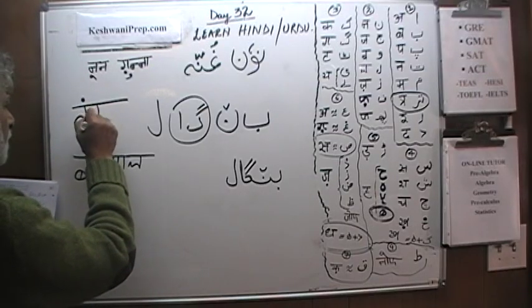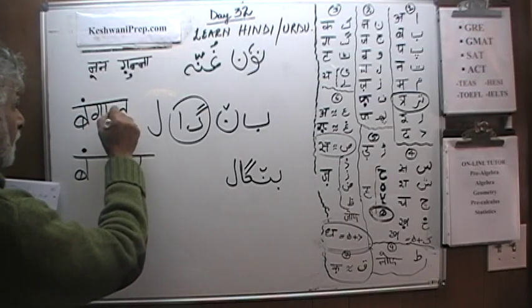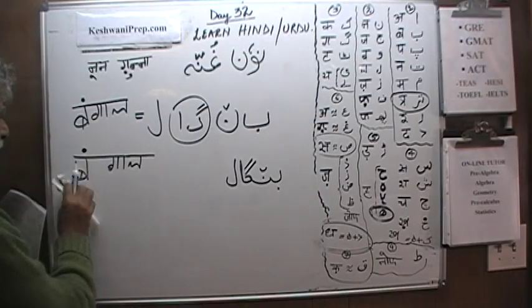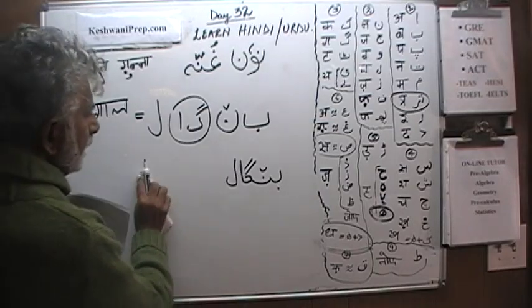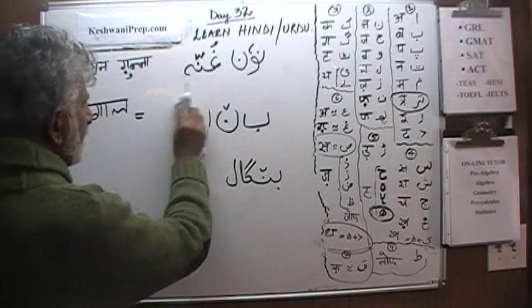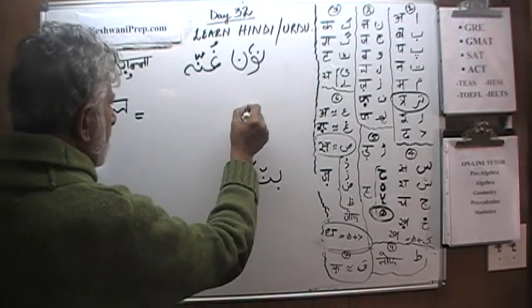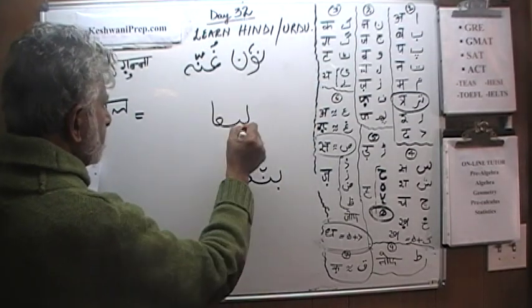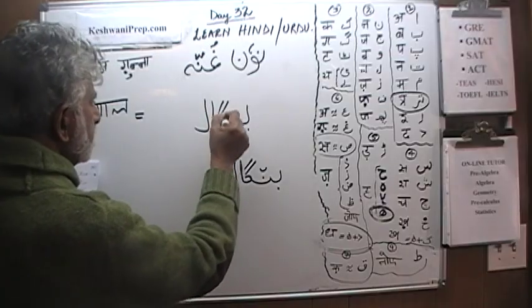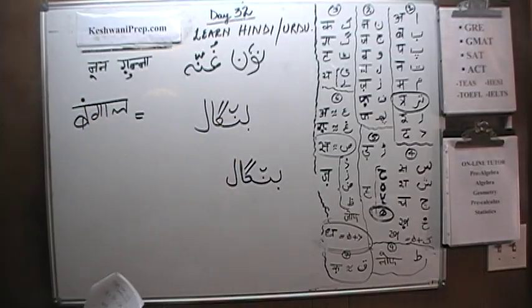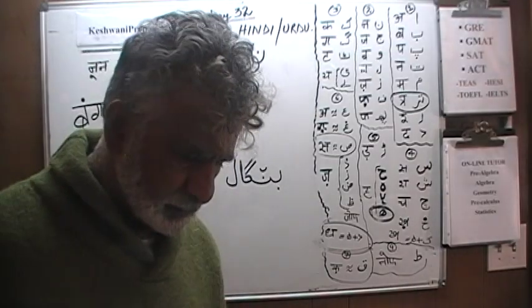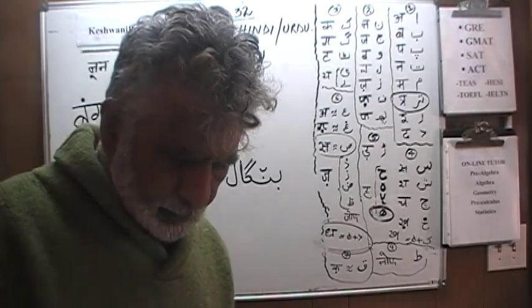Bengal. There you go. By golly. We did it. I'm going to write this one more time. There. That's how you write it. Bengal. Let's do the next one.